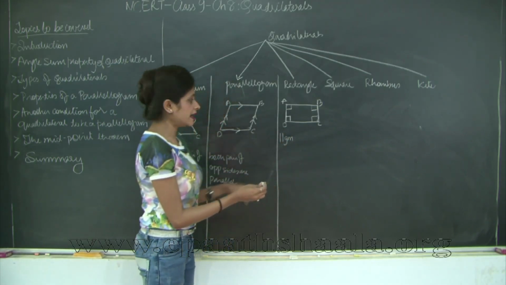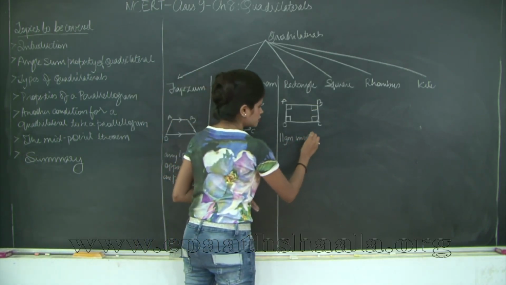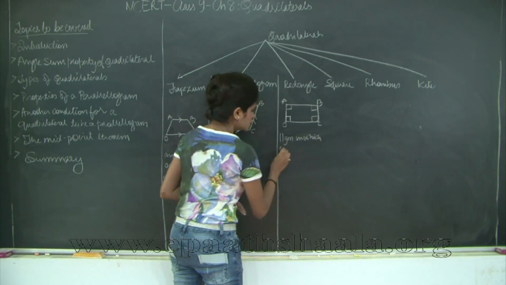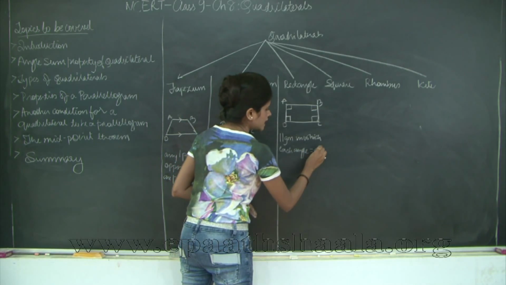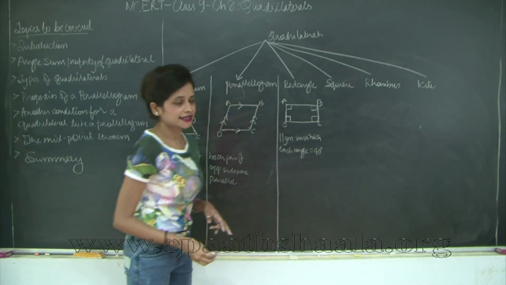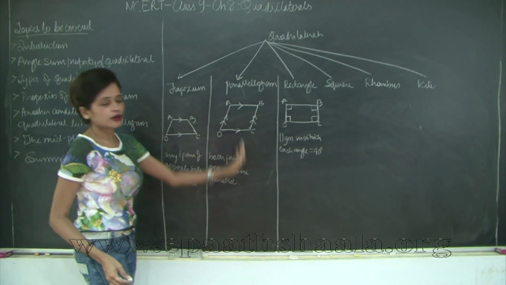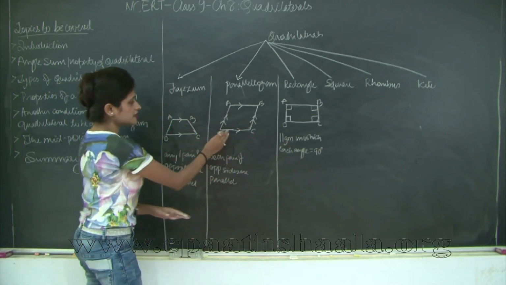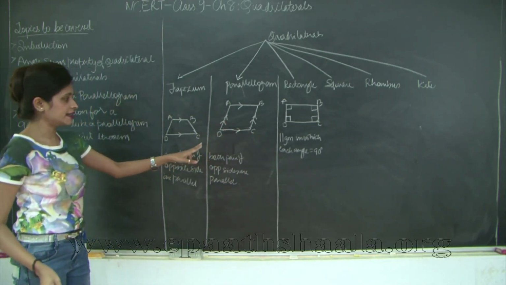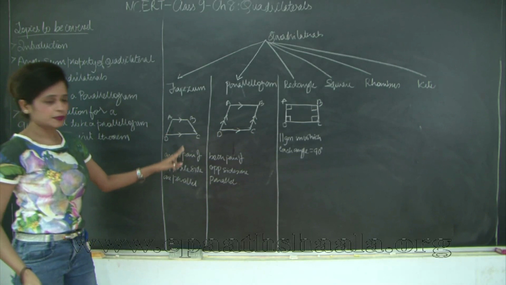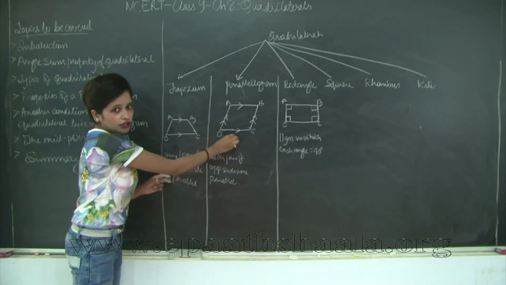Parallelogram is represented by parallel and GM. A rectangle is a parallelogram in which each angle is equal to 90 degrees, or each angle is a right angle. So you see that a rectangle is a parallelogram, but a parallelogram is not a rectangle. Why? Because in a parallelogram, it is not really given that each angle is 90 degrees. Similarly, for trapezium, a parallelogram is a trapezium, but a trapezium is not a parallelogram.